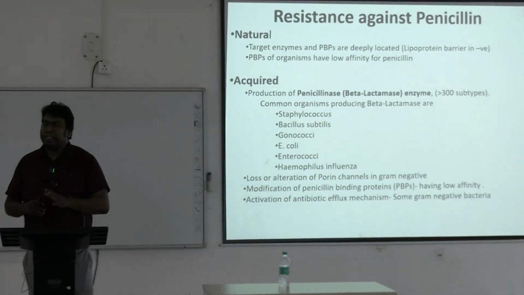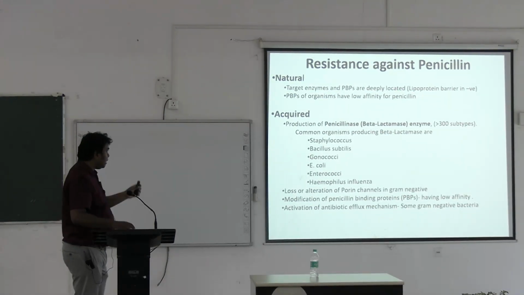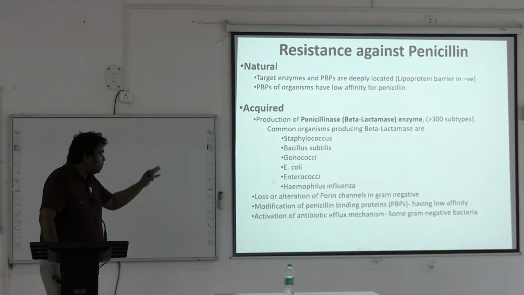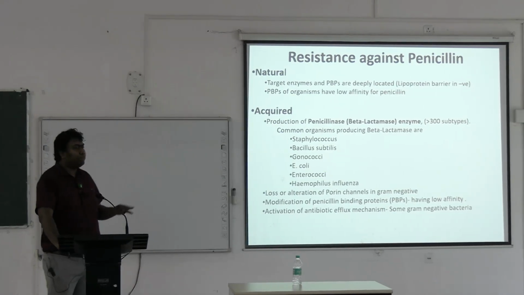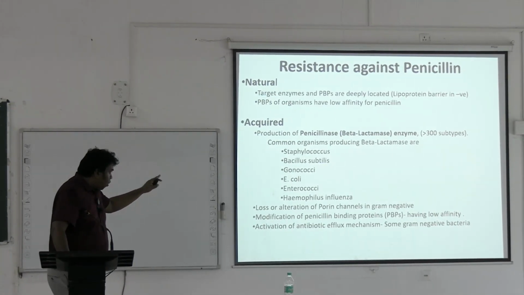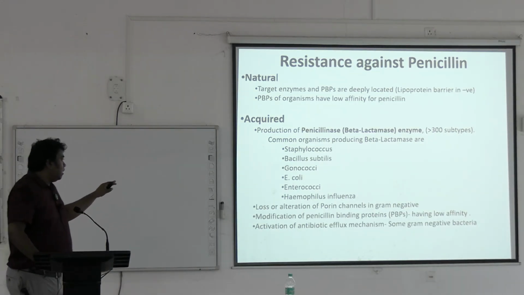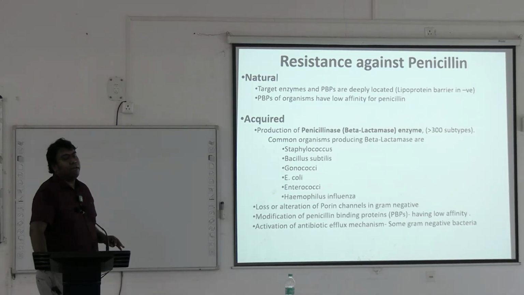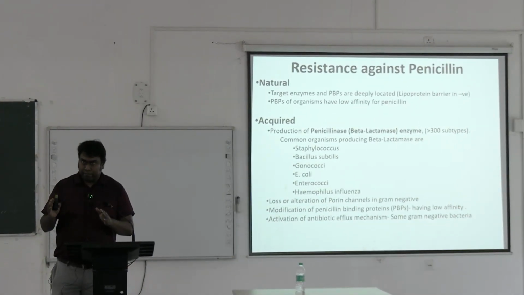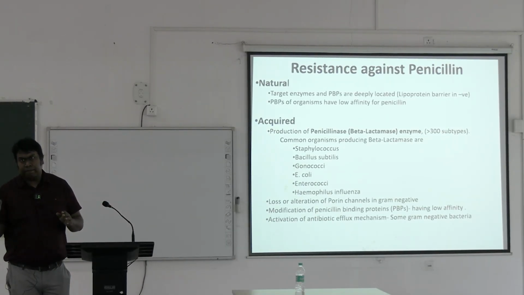So resistance: there is normal resistance against gram-negative bacteria, primarily bacilli. Acquired resistance is due to penicillinase, which is a beta-lactamase group, against which of these organisms? Number 1, Staphylococcus, number 2, Bacillus subtilis, Gonococcus, E. coli, Enterococci, and H. influenza. So this is the primary mechanism of resistance, that is destruction of the drug. কিভাবে destroy করছে? By breaking down the beta-lactam ring. Beta-lactam ring এর কোনটা?